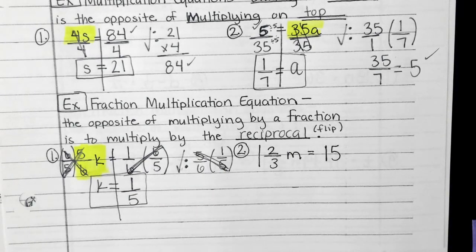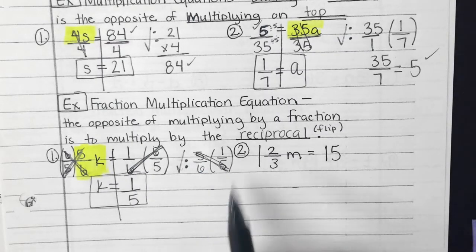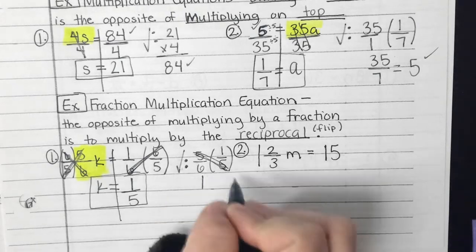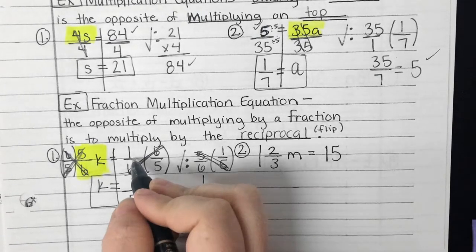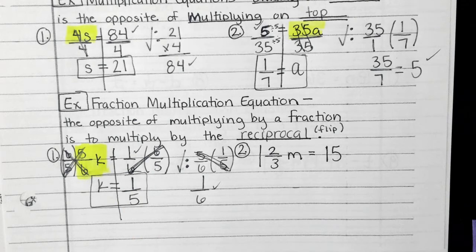Could I do top and top like that? No, they have to be opposites. All right, so now what do I get on the top? What do I get on the bottom? 6. Is that what I had originally? Yes. Okay. All right, let's look at number 2.